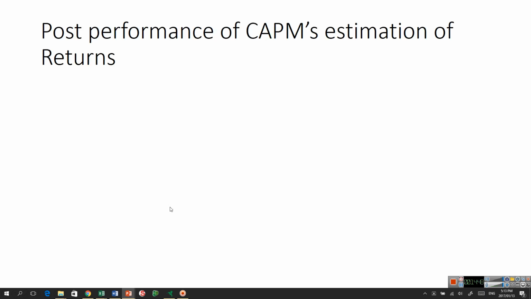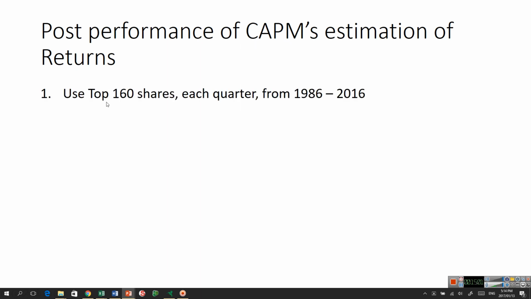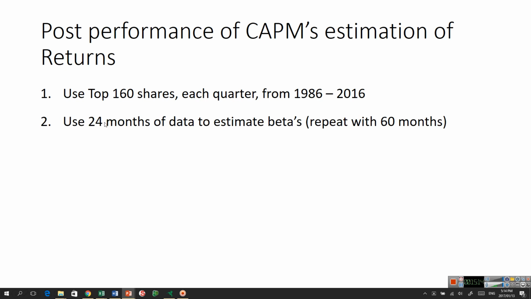Now, with that background, what we are actually interested in is seeing whether the CAPM can give us a good estimate of returns in the next period. So what we're going to do now is take the top 160 shares. We're going to update this every quarter. We're going to run from 1986 to 2016, so about 30 years here. We're going to use the first 24 months of the data to estimate betas, and then we're going to estimate the betas with 60 months as well, so in two ways.